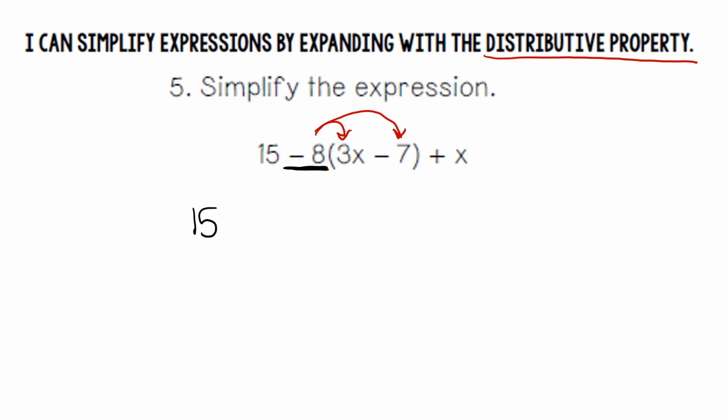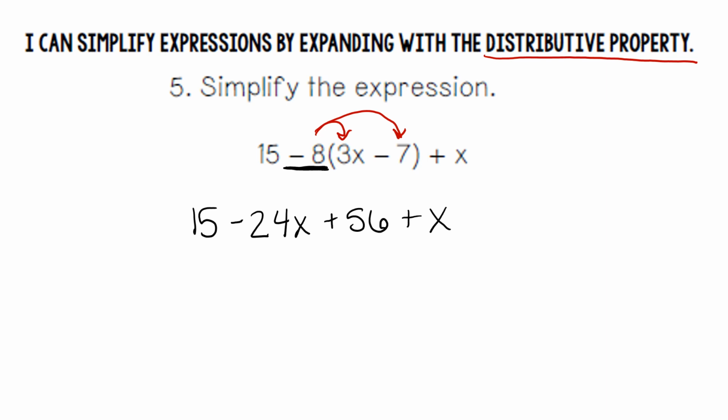So the minus 8 times 3 would get us a minus 24 and leave the variable x with it. The minus 8 times the minus 7, 2 negatives would give us a positive, so a positive 56. And then the plus x stays at the back.